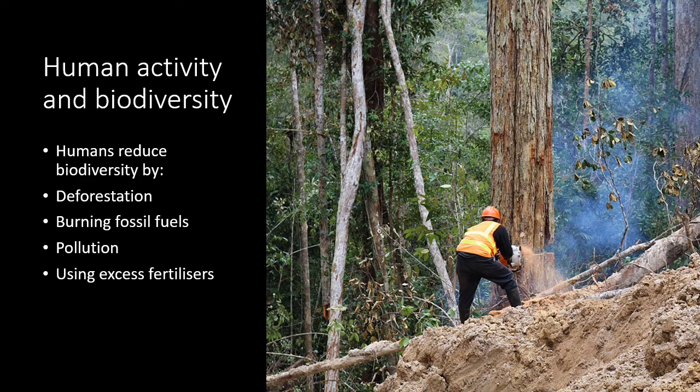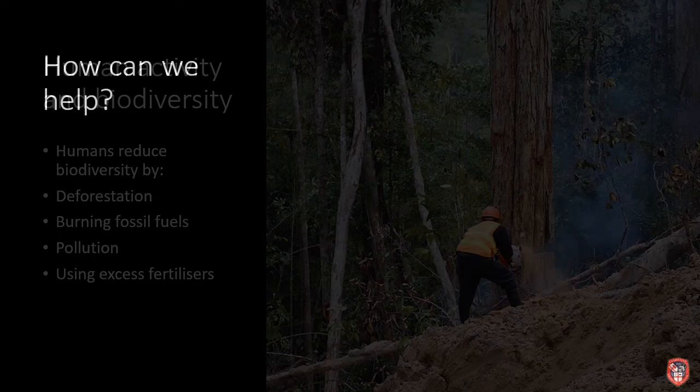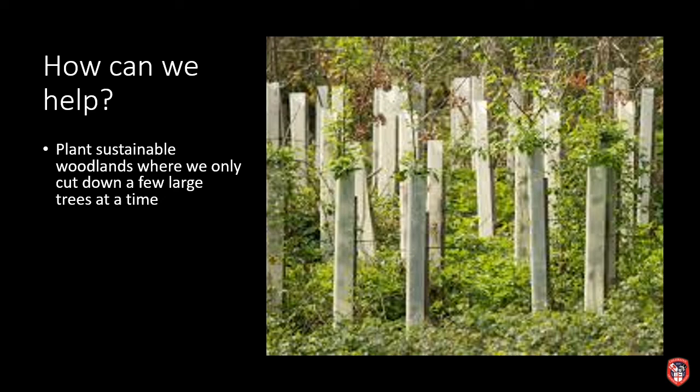What can we do to try and increase biodiversity? Well, again, a few obvious examples. We can plant more trees. Or else we can use sustainable woodlands, where the people will monitor quite closely when they chop down different trees.